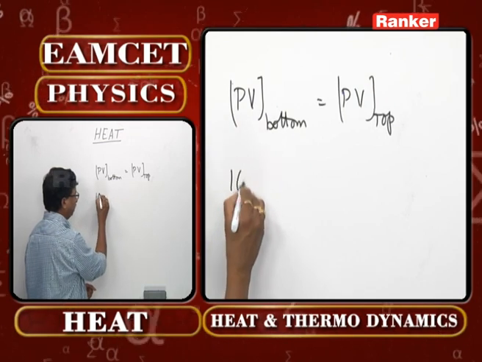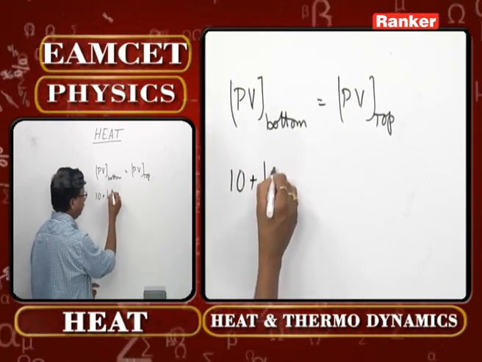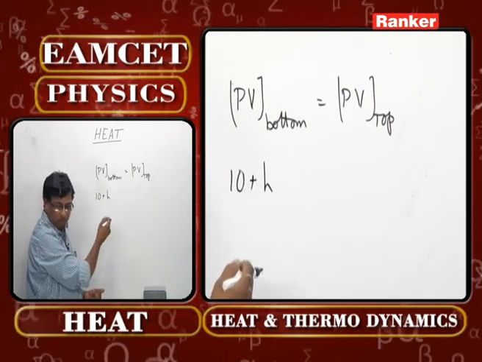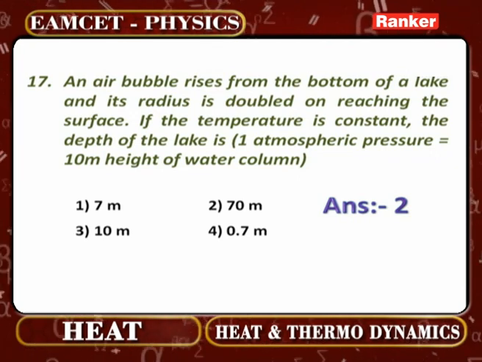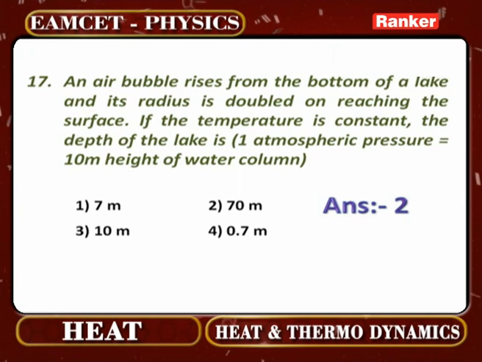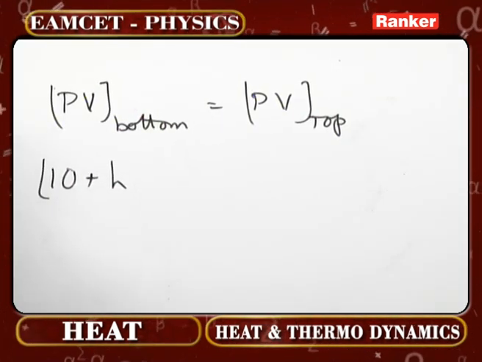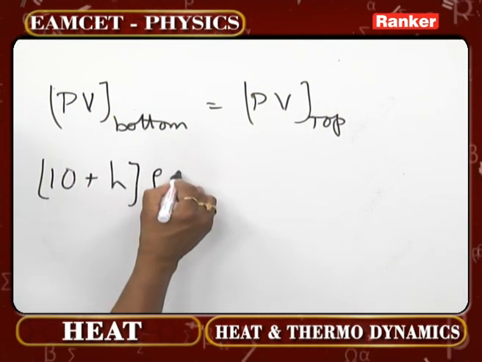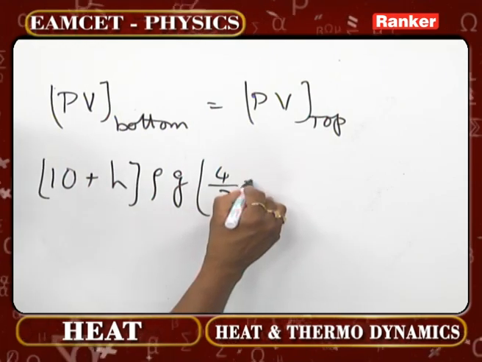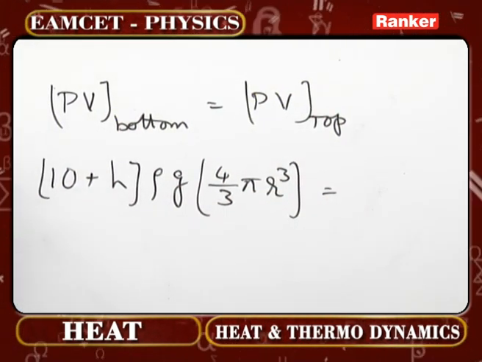It is atmospheric pressure plus H rho G. H rho G, that is actually the case. What is the value of atmospheric pressure given? 10 meter of mercury that has been given here. H rho G we can take up here. This is the concept. But rho G here also we should take. So I should take this one common over here as rho G. That is the point. Into what is the volume? 4 by 3 pi r cube, because it is a bubble which is spherical by shape.